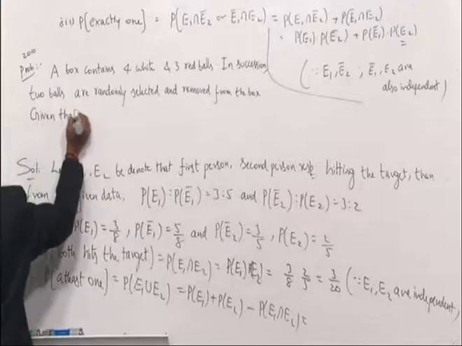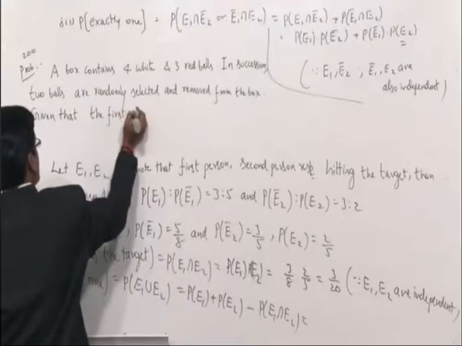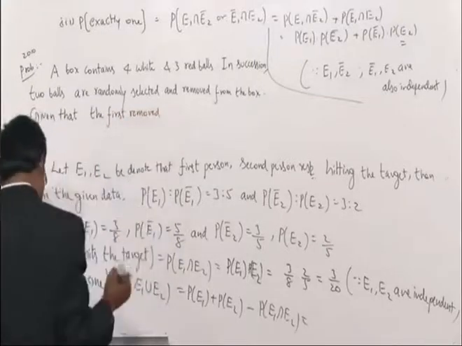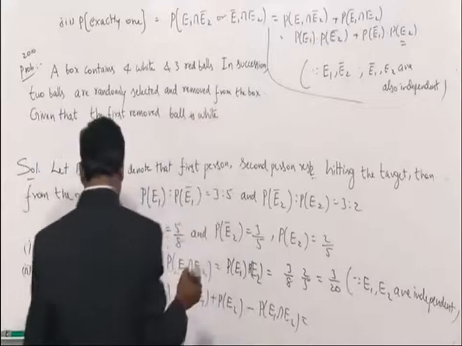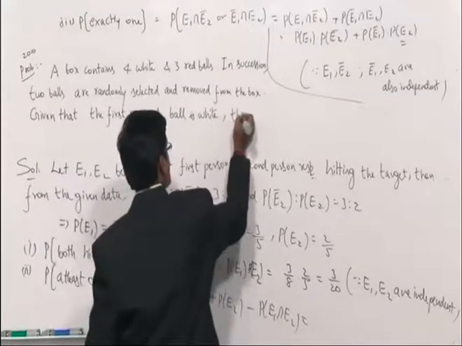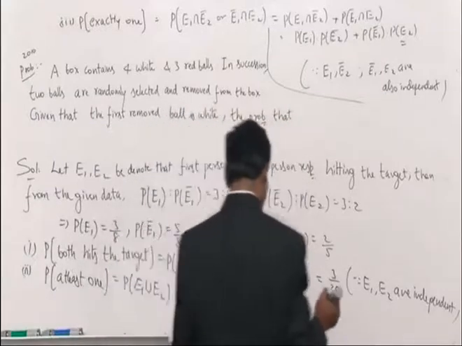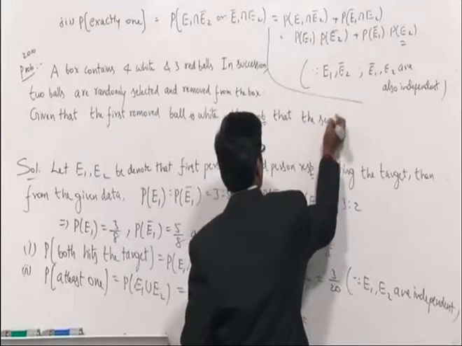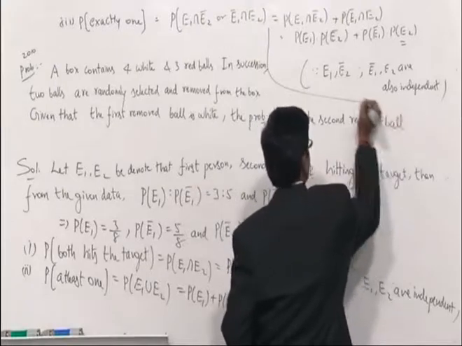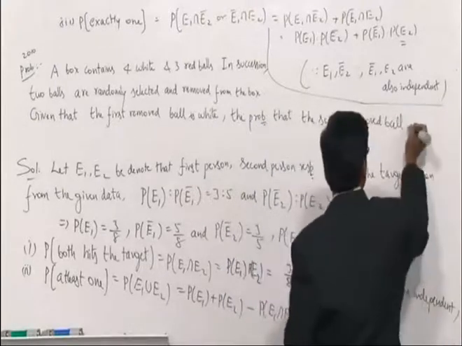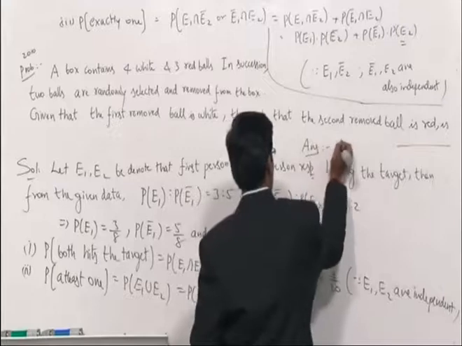Given that the first removed ball is white, the probability that the second removed ball is red is, answer is 1/2.